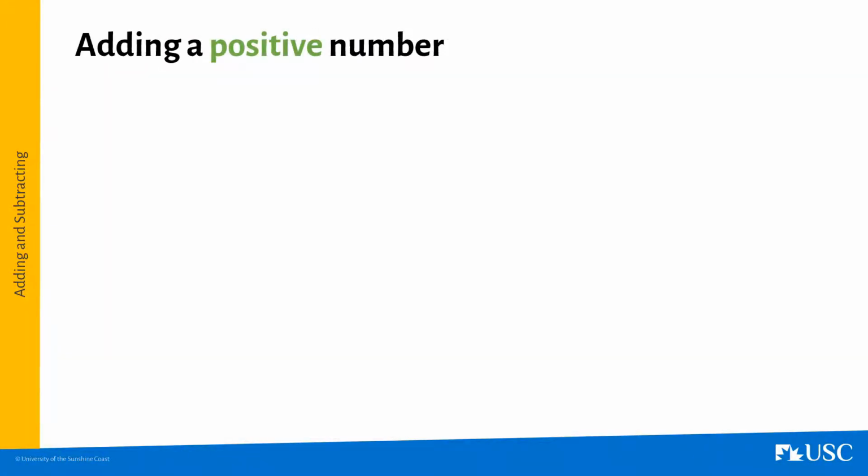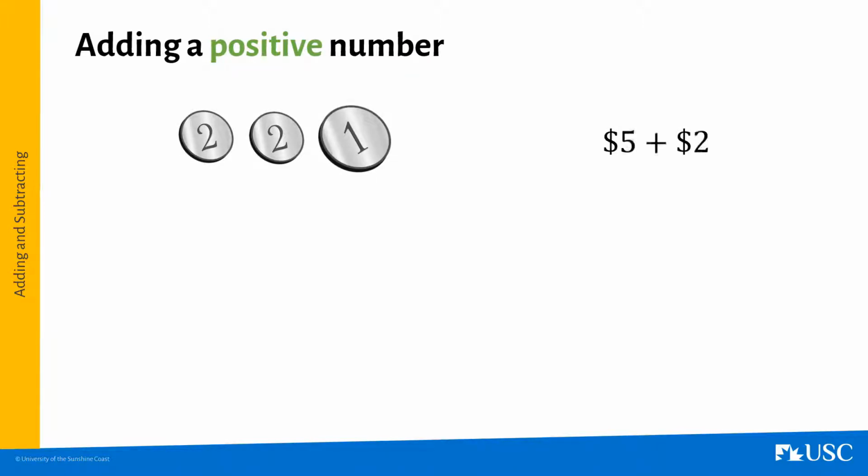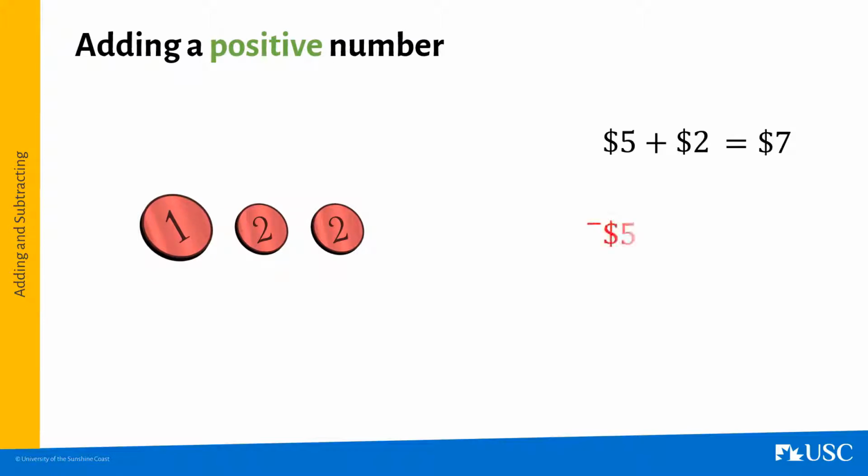Let's start off by adding a positive number. For example, if we have $5 and we add $2, we'll end up with $7. Our balance has increased. Starting with a debt of $5 and adding $2 once again, we can pay off part of that debt, leaving us with a debt of $3. Our balance has once again increased.